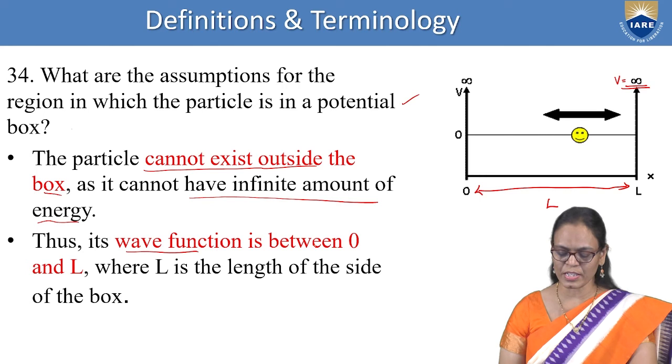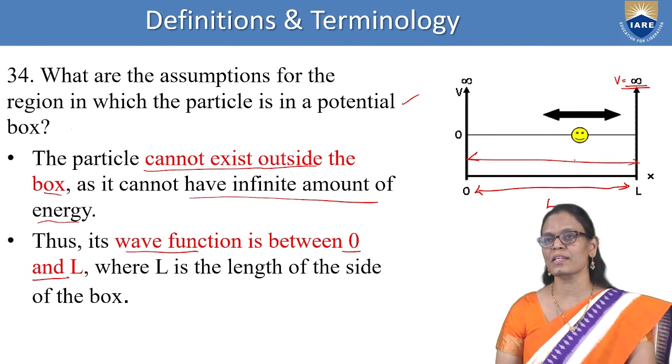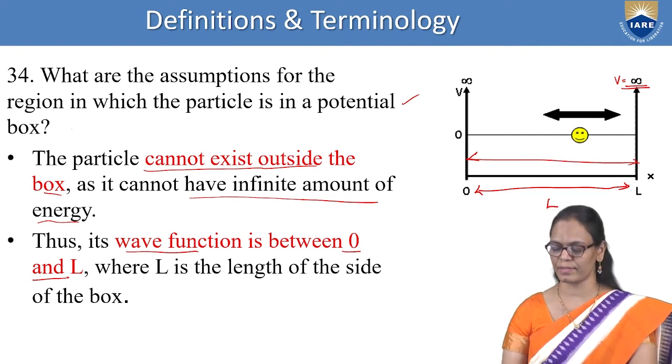And the wave function is between 0 and L. So the particle can lie only in this region. So psi star psi, if I take only in this region, it is equal to 1. If I take outside, it should be 0. It cannot stay outside.